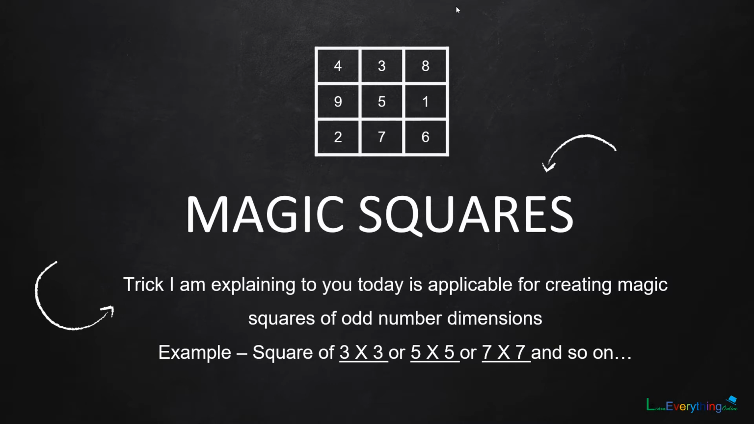Magic squares. The trick I am explaining to you today is applicable for creating a magic square of odd dimension. For example, a square of 3 by 3 or 5 by 5 or 7 by 7 and so on. Just the square of odd numbers.